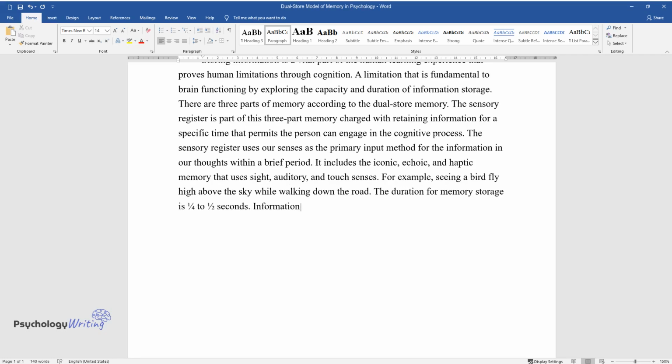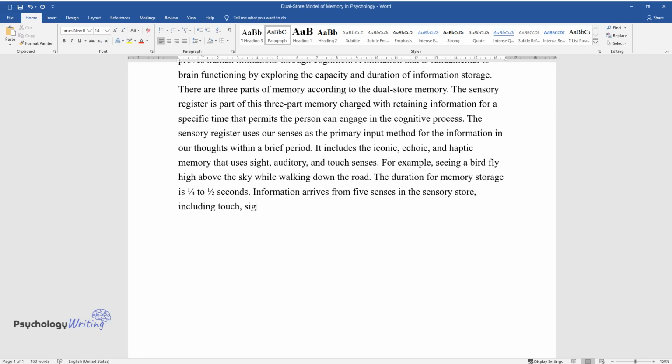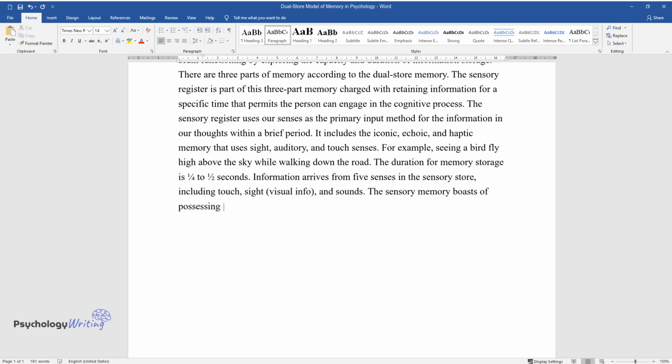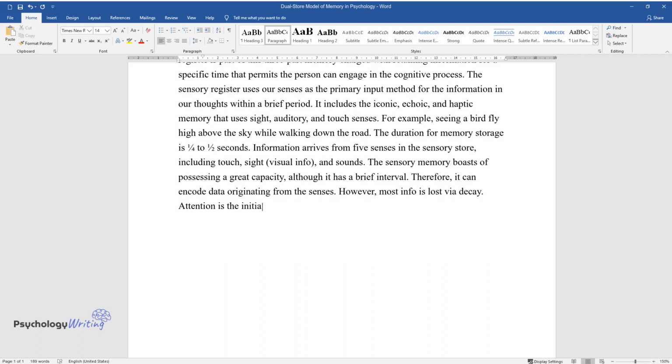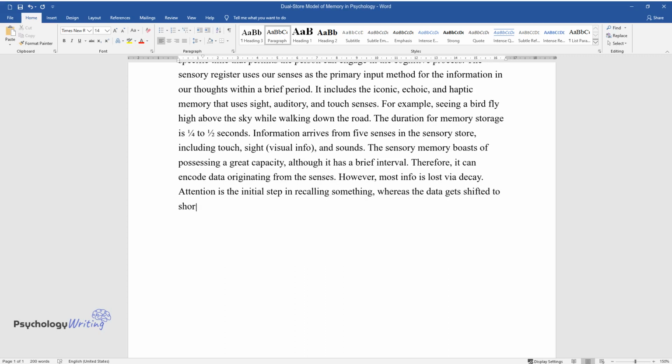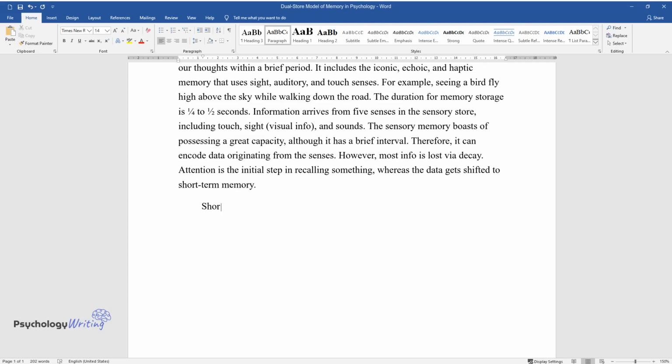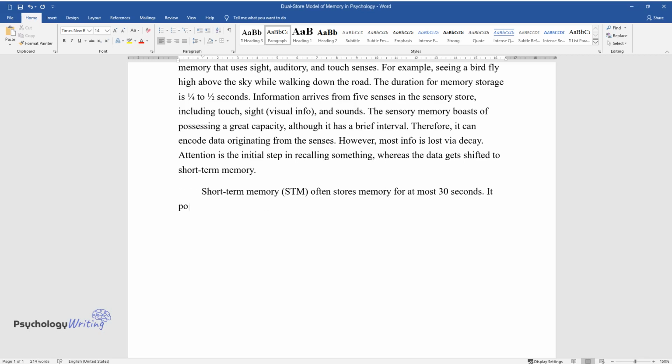Information arrives from 5 senses in the sensory store, including touch, sight, visual info, and sounds. The sensory memory boasts of possessing a great capacity, although it has a brief interval. Therefore, it can encode data originating from the senses. However, most info is lost via decay. Attention is the initial step in recalling something, whereby the data gets shifted to short-term memory. Short-term memory, STM, often stores memory for at most 30 seconds.